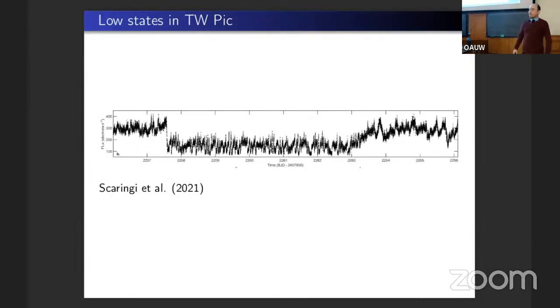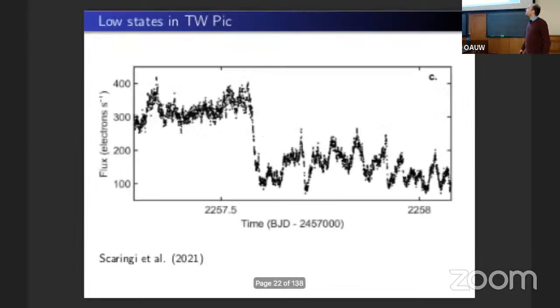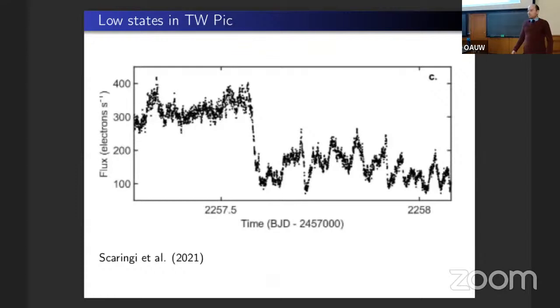But the surprise came when we looked at TESS data of a cataclysmic variable, TW Pic. So here you can see the low state. And what is surprising about this system is that the drop to the low state took only 30 minutes. Previously, in all other systems with low states, we needed at least 10 days. And in this system, it took less than 30 minutes.